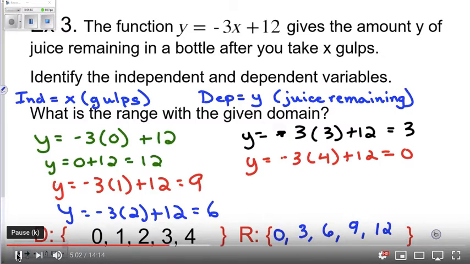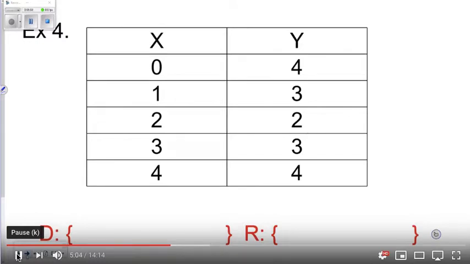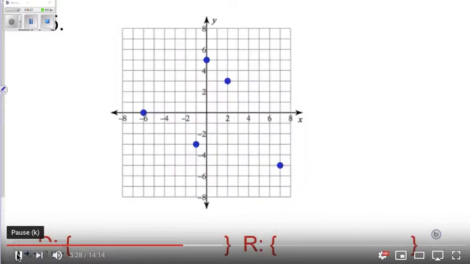Here we have a table, and it asks us to find the domain and the range. The x value, remember, is the domain, and the y value is the range. So you want to put them in order from least to greatest. So for the domain, they are already in order: 0, 1, 2, 3, 4. For the range, the smallest one is 2, then 3, and then 4. Remember, they repeat, we do not write them twice.